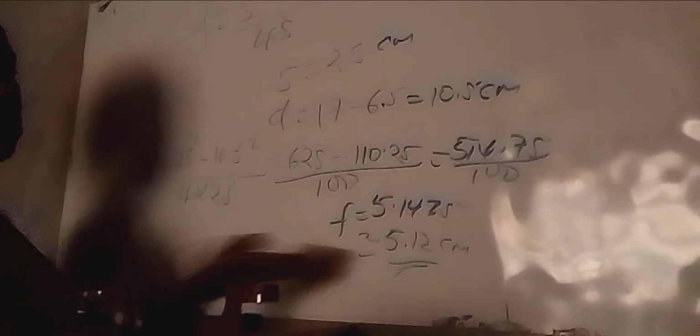Remember, the focal length of our lens is 5 centimeters. Considering that there is a margin of error in every experiment, whatever we have gotten as 5.12 falls within the margin of error. So we have used the method of displacement to determine the focal length of our converging lens. Number 2, by putting the object between the principal focus and the center of curvature, we have been able to make a simple projector.